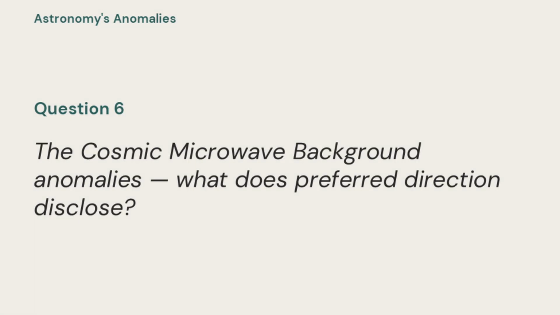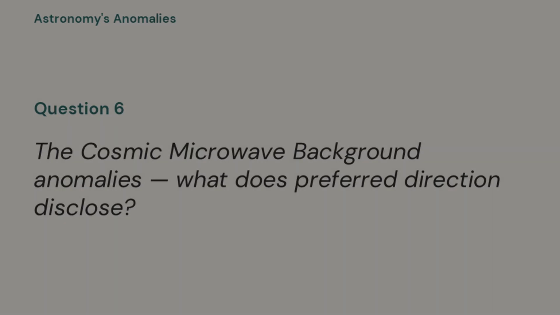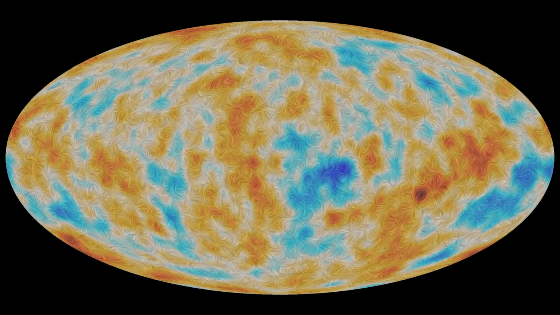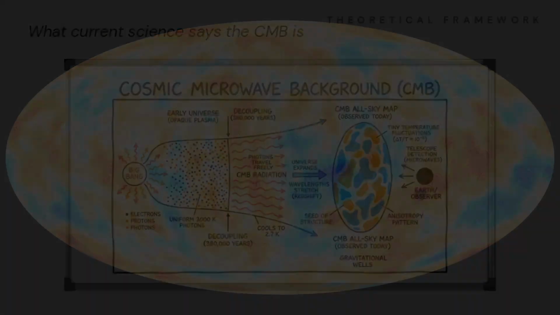Question 6. The cosmic microwave background anomalies. What does the preferred direction disclose? The cosmic microwave background is a nearly uniform microwave radiation detected across the sky, interpreted in the Standard Model as the thermal afterglow of the early universe. Its temperature map is the most precise instrument test of the Cosmological Principle's isotropy requirement.